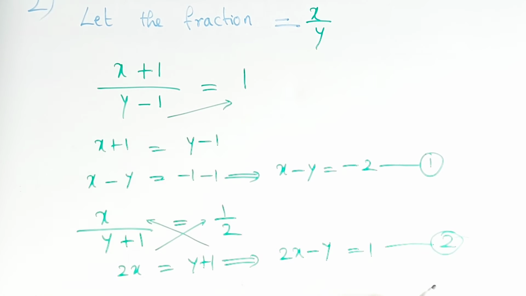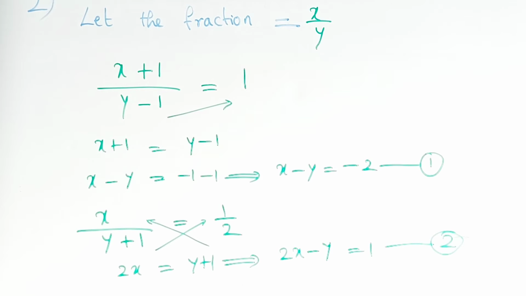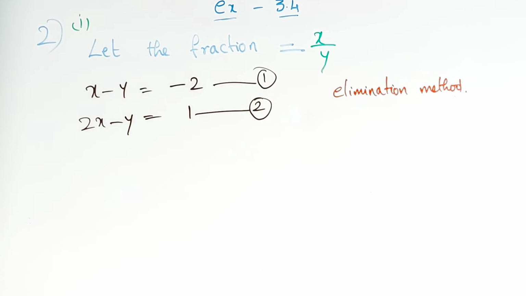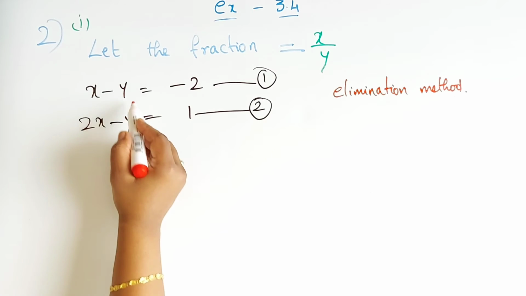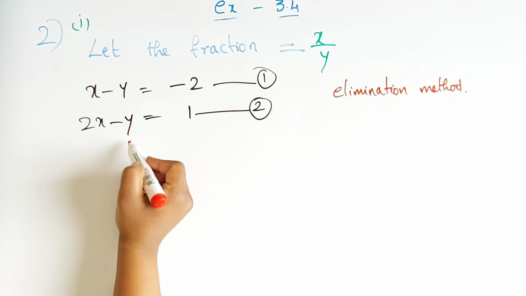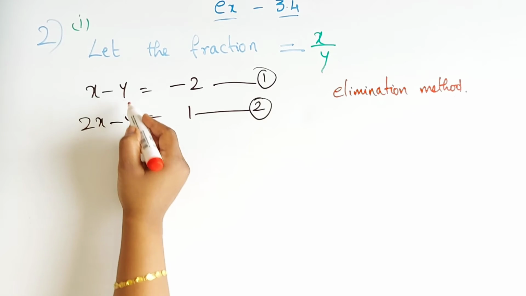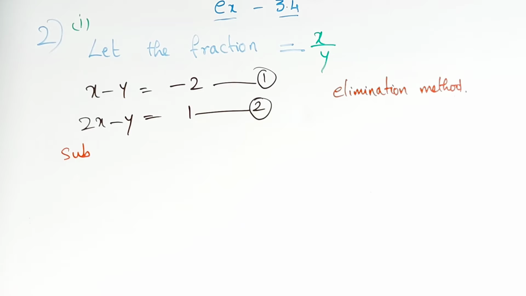Right? Now we got two equations. Just solve this one by elimination method. These are the two equations children. Let us solve by elimination method. Now observe the second terms, that means the y terms. If you subtract 1 and 2, then the y terms will get cancelled. Right? So that we can eliminate the second term. Right children? So subtract.